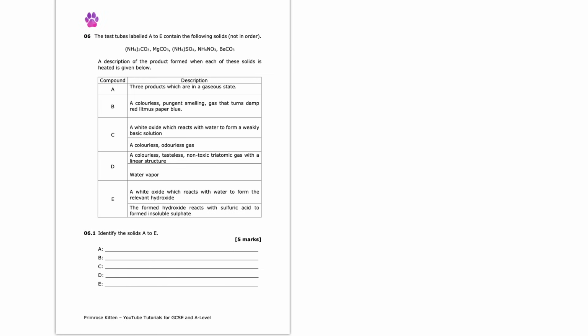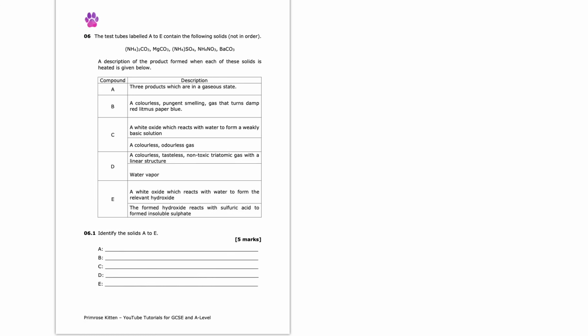So in this question, we've got 5 test tubes labelled A to E that contain the following solids. So we've got ammonium carbonate, magnesium carbonate, ammonium sulfate, ammonium nitrate, and barium carbonate. And we've done a selection of tests which are going to help us to distinguish between them and identify them, okay? So here, what I would probably do if I was in an exam is I would look through these and ask ourselves, well, what jumps out to me the most?